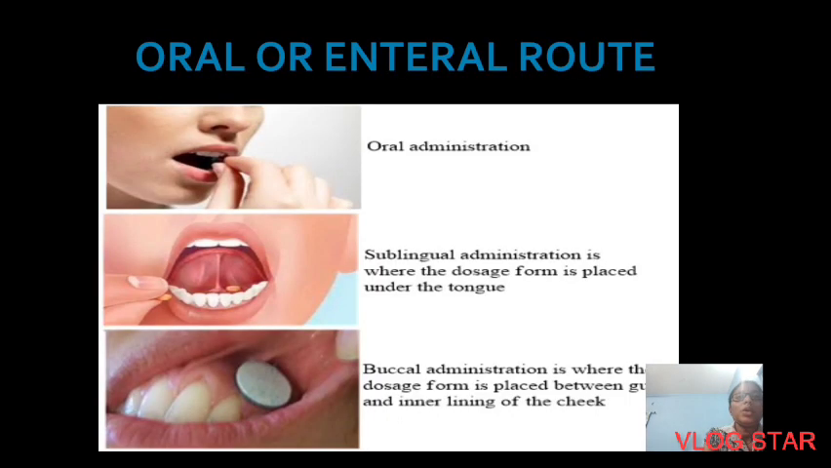So moving on to the oral or enteral route. Oral or enteral route is the most common route. You will be knowing these. Enteral means intestine, which goes into the intestine. So you have various formulations. I will be telling about this, it will be interesting. Apart from tablets, which you will be knowing about, there are enteric coated tablets, sustained release or delayed release tablets.